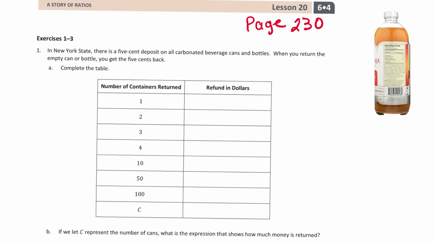Okay, page 230 on your workbook. And this is going to be exercise 1. In New York State, there is a 5-cent deposit on all carbonated beverages, cans, and bottles. When you return the empty can or bottle, you get 5 cents back.